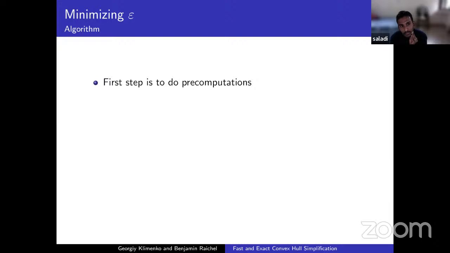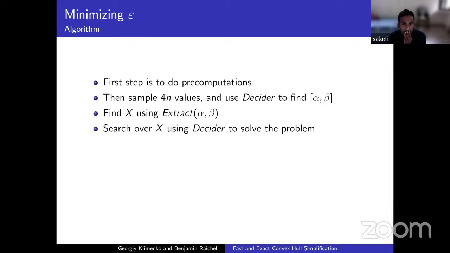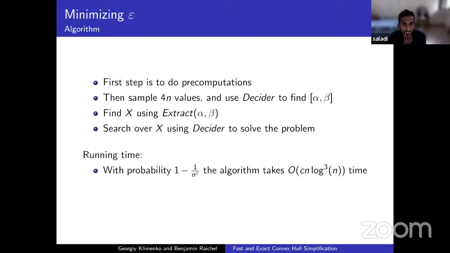So to solve the problem, first we do all the required precomputations, then we sample n values and binary search on that sample. Then we get a range, and after extraction a list of values to search again, and we binary search over that list to get the true answer to our problem. Now, with high probability, the algorithm will run in order of n log cubed n time, and in the worst case, the running time would be n squared log squared n.